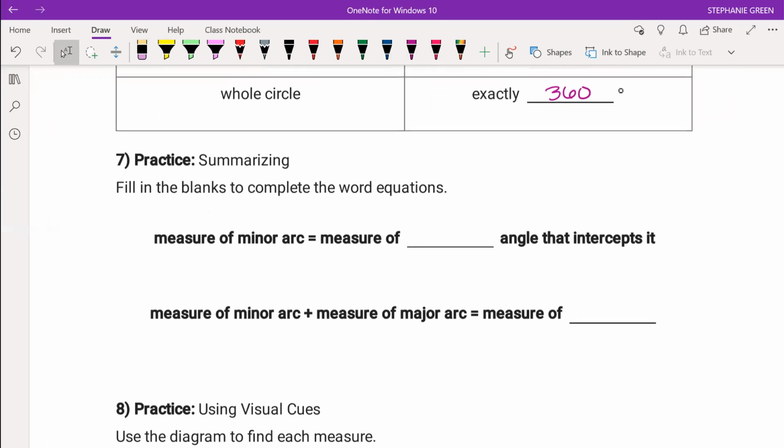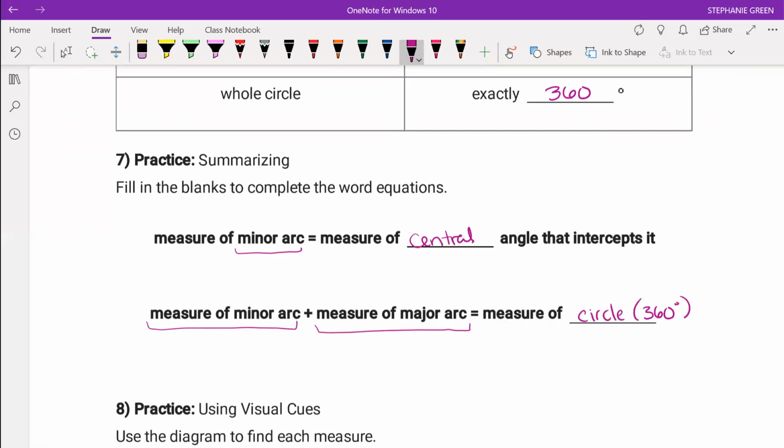Okay, so if we're looking for the measure of a minor arc, it will always be equal to the measure of the central angle that intercepts it. If I add up any minor arc with its corresponding major arc, we end up with the measure of a circle, 360 degrees. Think of it this way. Here's my circle, here's my central angle. If my central angle here is, say, 70 degrees, then that would mean that my minor arc here is also 70 degrees.